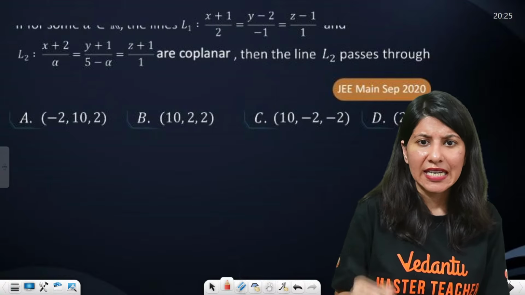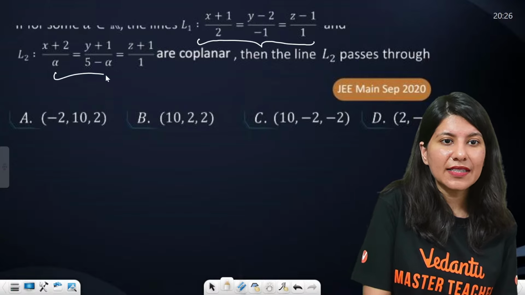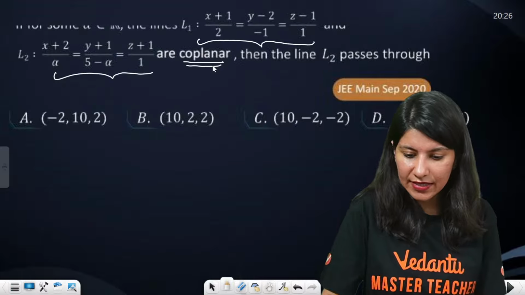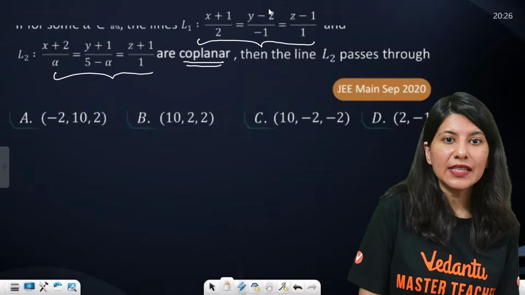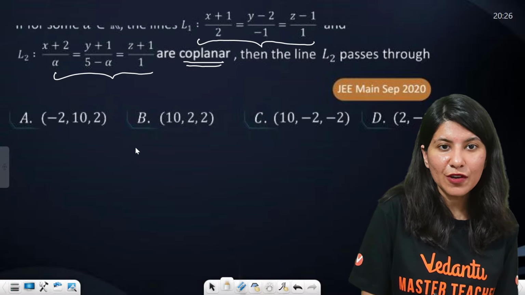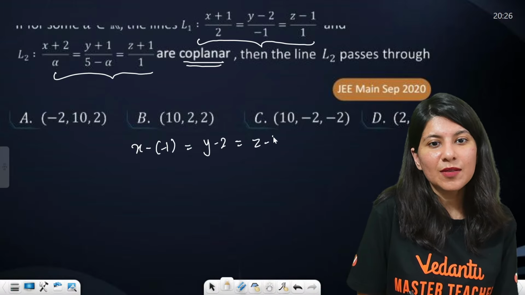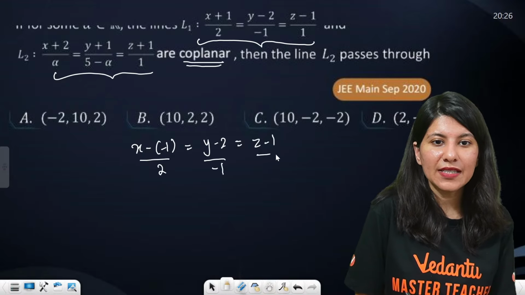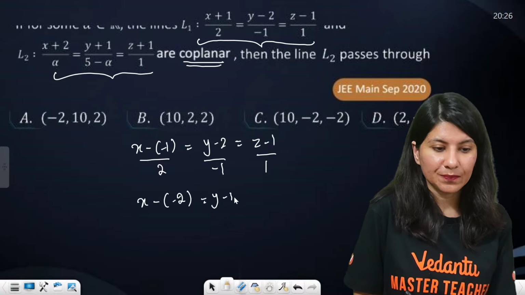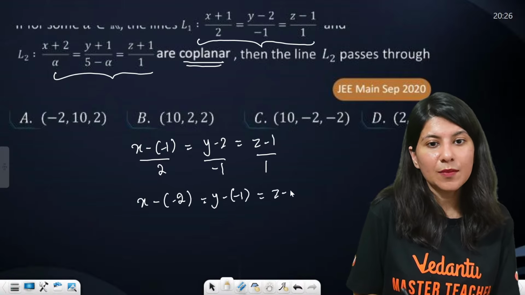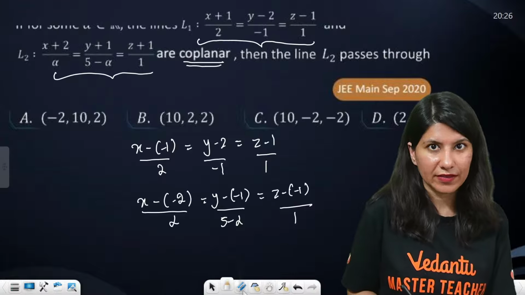Let's do one question. It was asked in JEE Main, September 2020, okay? Now this is your line number 1 and this is your line number 2. These two are coplanar lines, guys. So first of all, line number 1 will be (x minus minus 1), (y minus 2), (z minus 1), whole upon 2, minus 1, 1. Then this is (x minus minus 2), (y minus minus 1) and (z minus minus 1) upon alpha, 5 minus alpha, 1, correct?